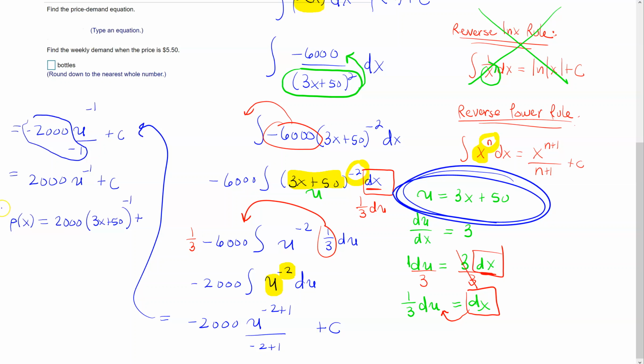Now, that's my generic price demand function. They gave us some extra information we can use to find that constant. So let me clear up this screen and then we'll find that constant using the extra info.